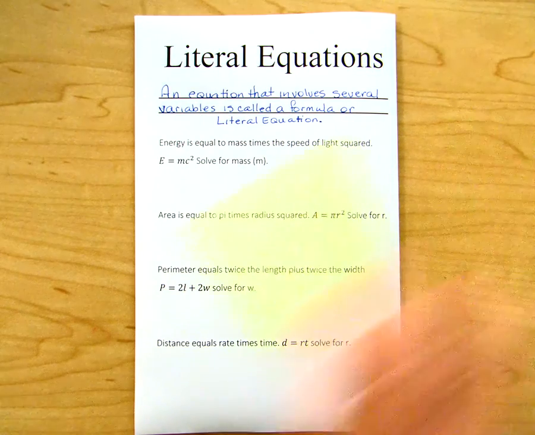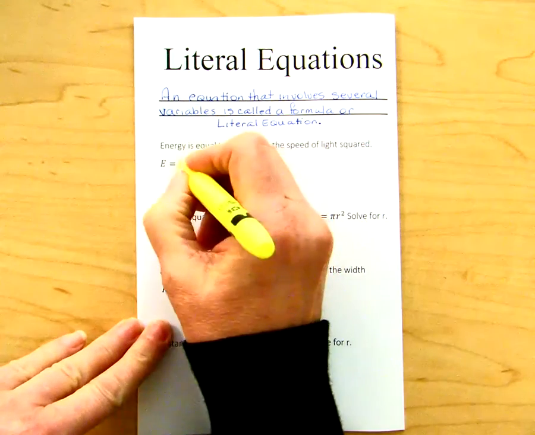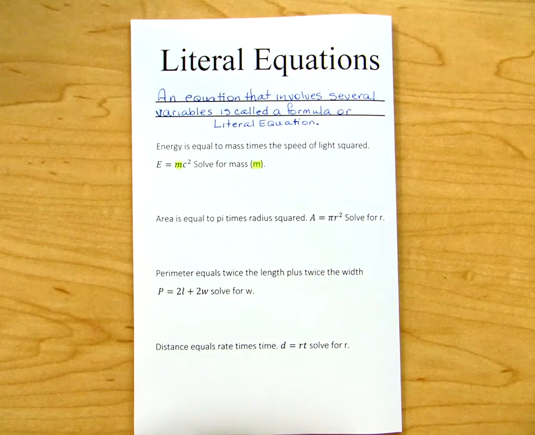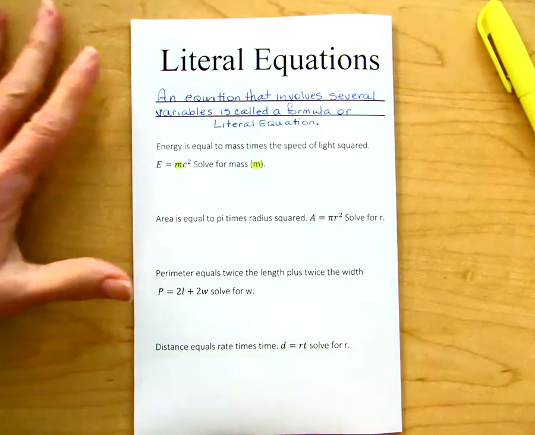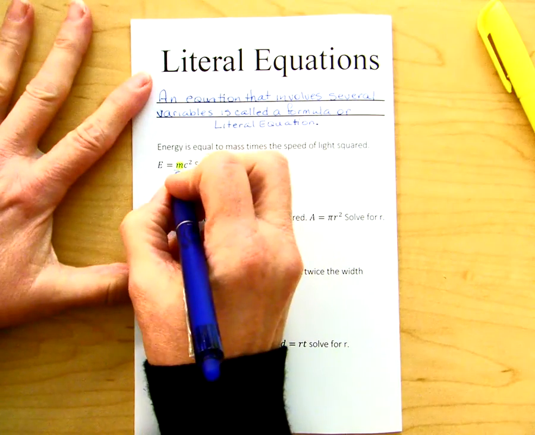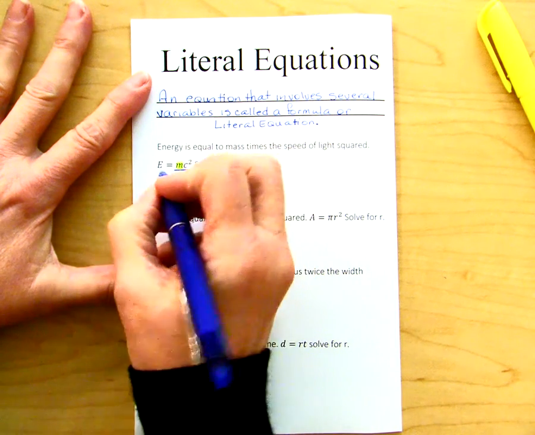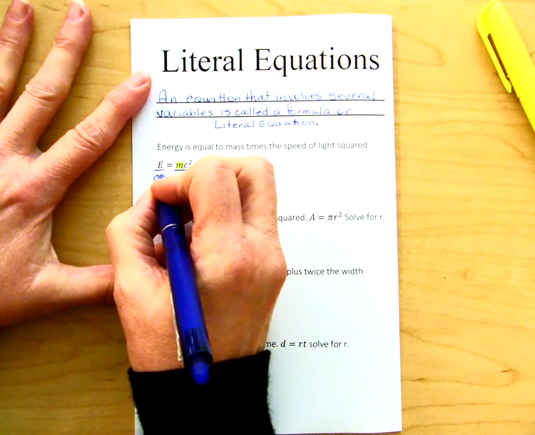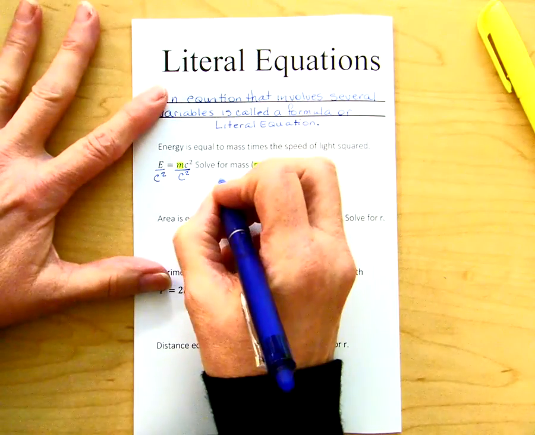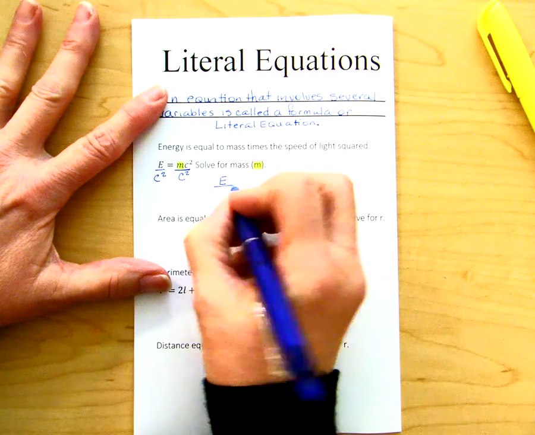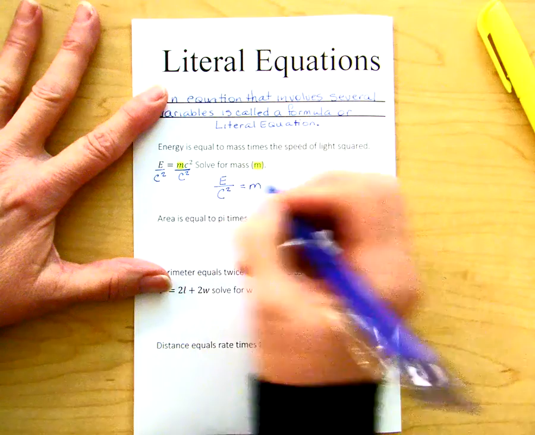And they want us to solve for mass. So we are looking to solve for m. So we look at what's happening to m. M is being multiplied by c squared. So in order to get the m by itself, all I have to do is the inverse operation of multiplication, which is division, and divide both of the sides of the equation by c squared. So for mass, we have energy divided by the speed of light squared is equal to mass.